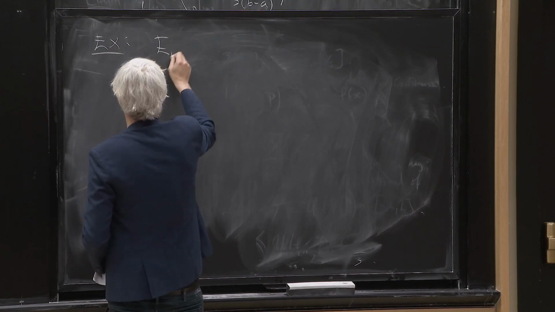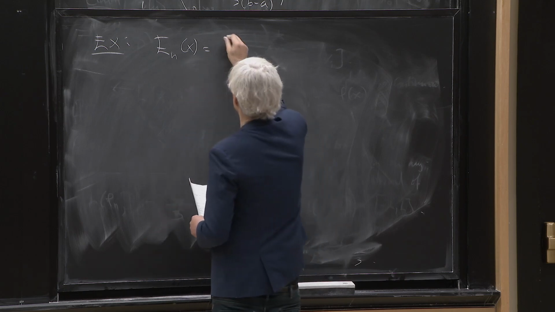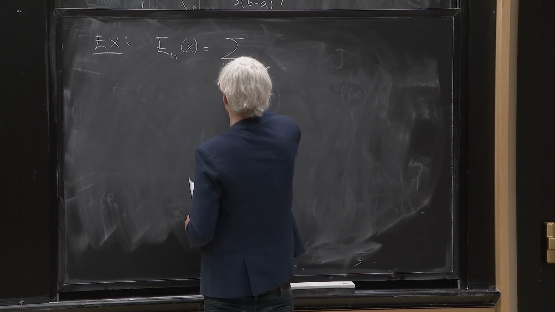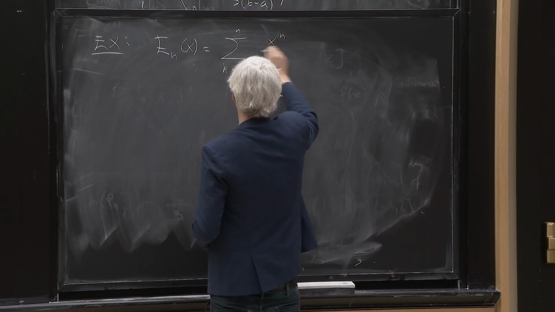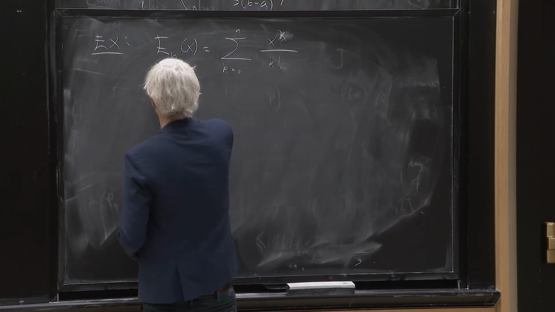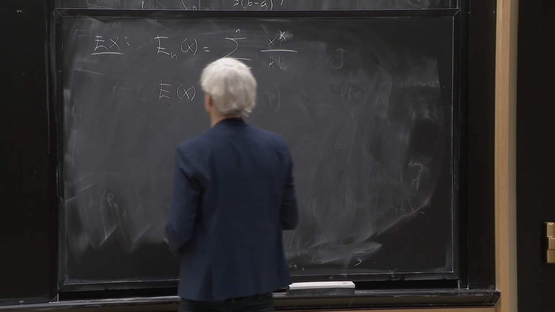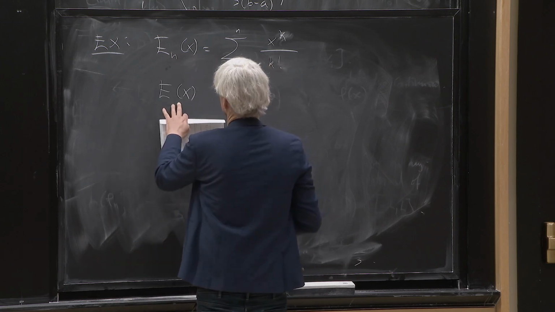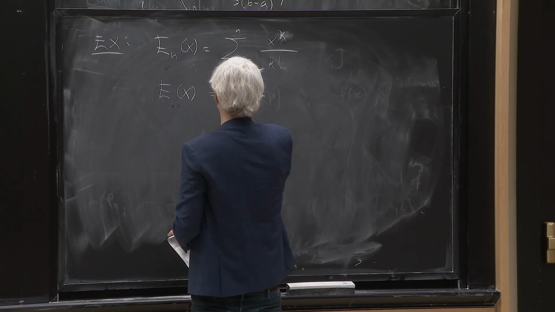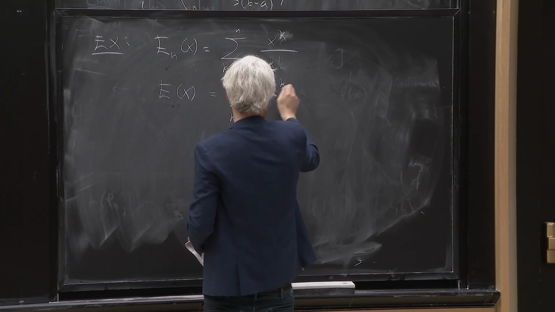So suppose that En of x, the same as in the previous example, is the sum from k equal to 0 to n of x^k over k factorial. These are the functions En, and the function E is just the exponential function, which I think about as the infinite power series, like this.